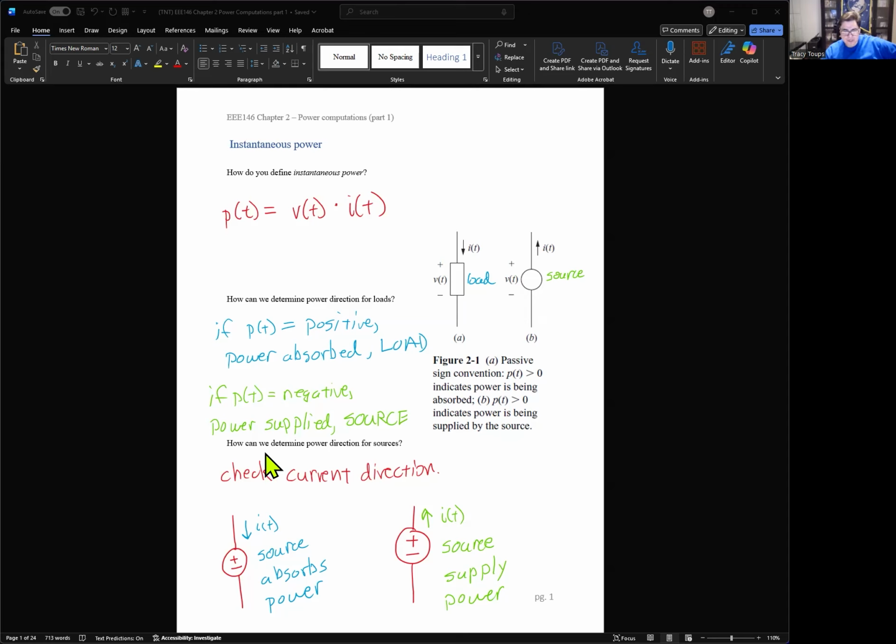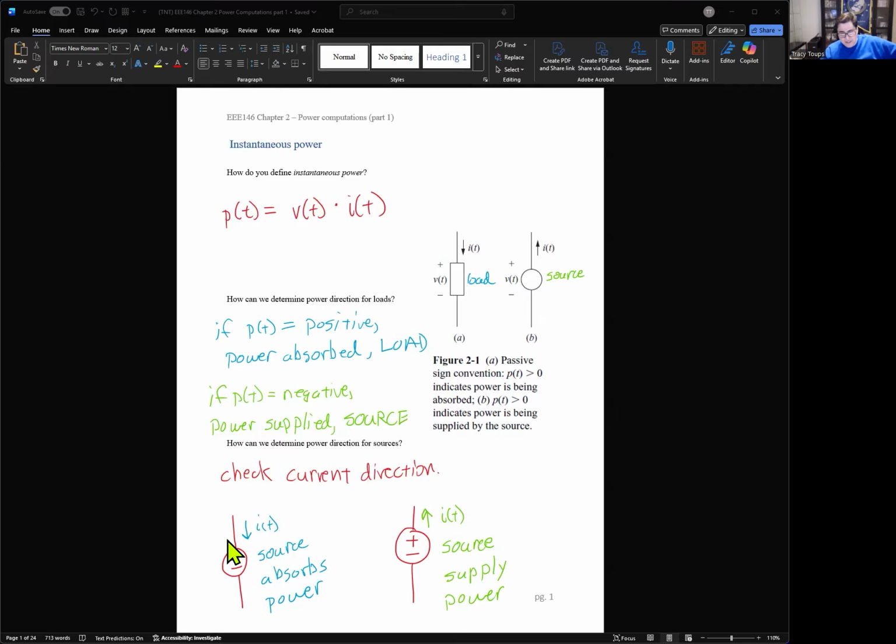So how can we determine the power direction from sources itself? Because sometimes, as you've probably seen in Engineering 17 or 117, a voltage source can be a power source or a load, depending on what it is. A battery is technically a voltage source, but you could be pushing energy into the battery to charge it. A resistor is pretty obvious, right? Resistors can't put energy in, so there's only one way, you take energy out.